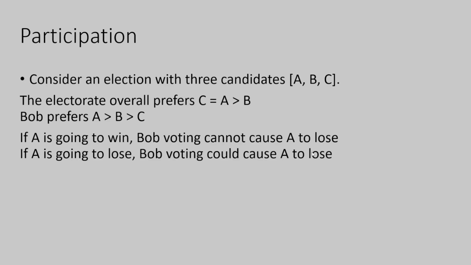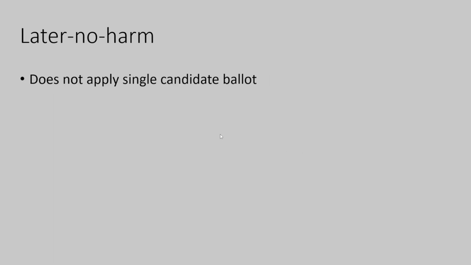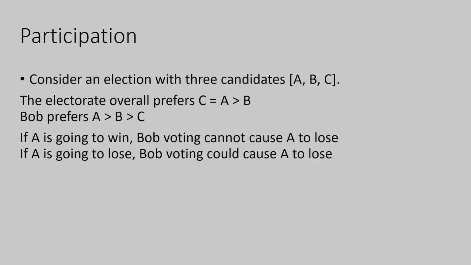If A is going to lose, Bob voting could cause A to win. Oh, that should say to win. I think there's a marker here. Pen. Win. This is important. If A is going to lose, Bob voting could cause A to win. There we go.